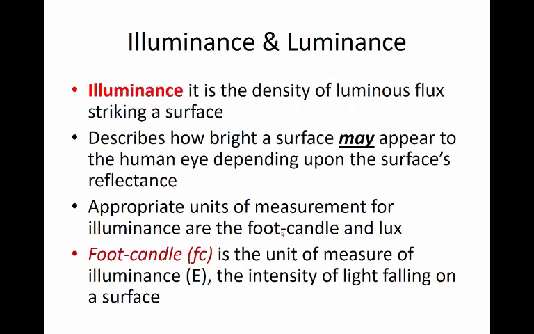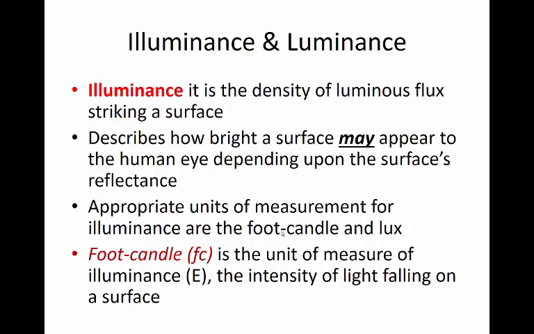Illuminance, we talk about that's the density of luminous flux striking a surface. It describes how bright a surface might appear to the human eye depending upon the reflectance of the surface. So I could have a really bright light, but if it's a low reflectance surface, I'm not going to see a lot of light coming back at me.